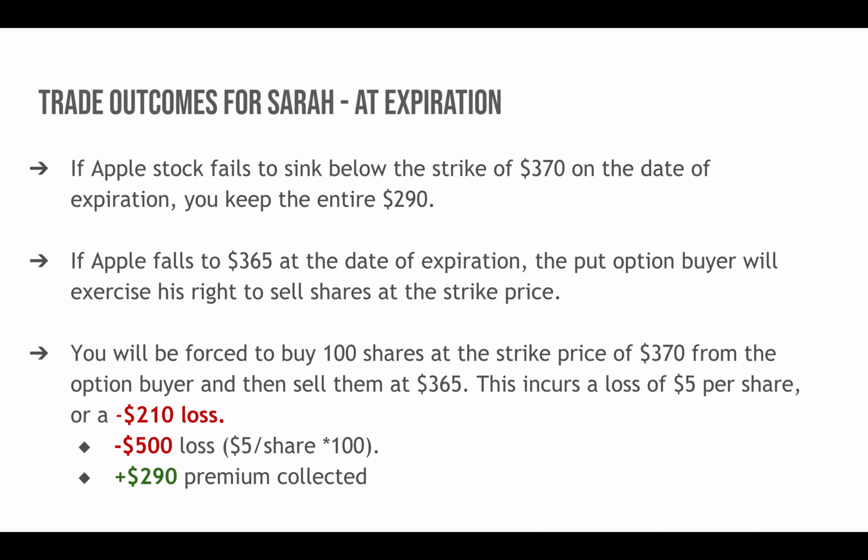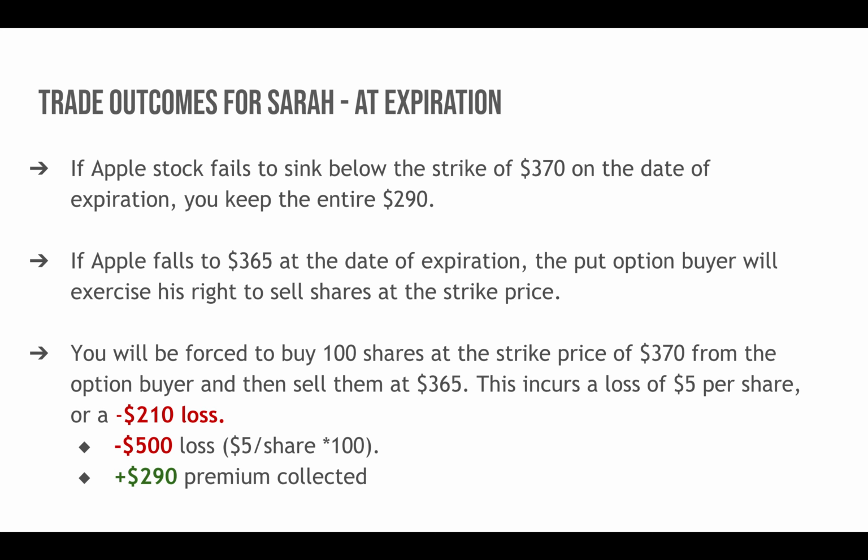At expiration, if the stock fails to sink below the strike price of 370 on the date of expiration, you keep the entire $290, right? Because the put has expired worthless. It's out of the money. It's worth zero. If Apple falls to 365 at the date of expiration, the put option buyer will then exercise his right to sell shares at the strike price. What happens is you will be forced to buy 100 shares at the strike price of 370 from the option buyer and then sell them at 365.